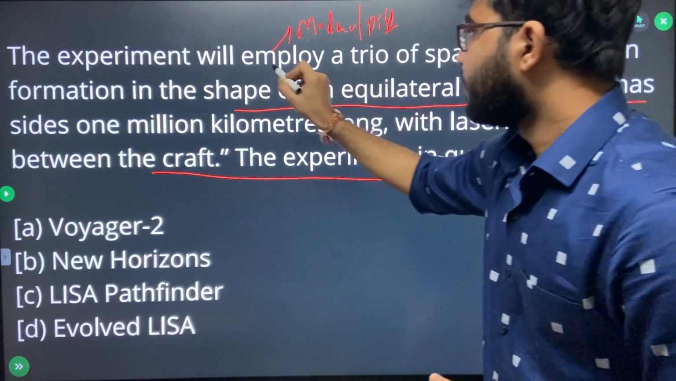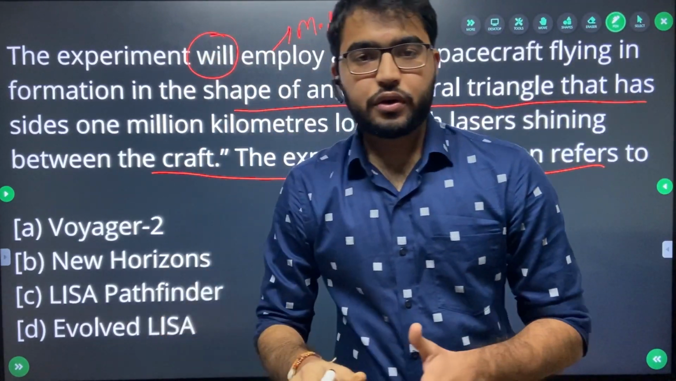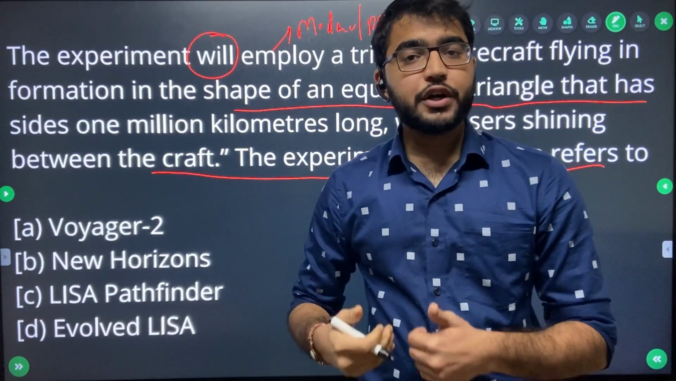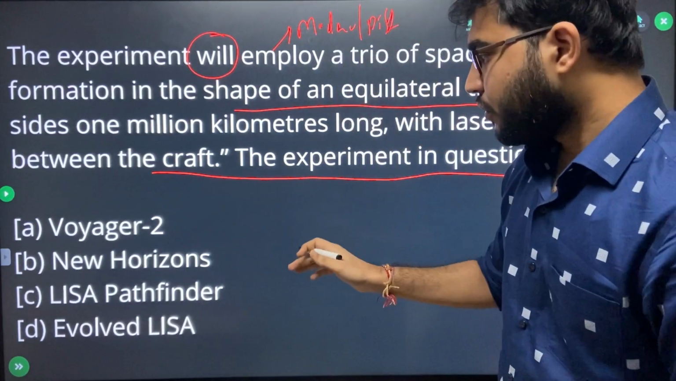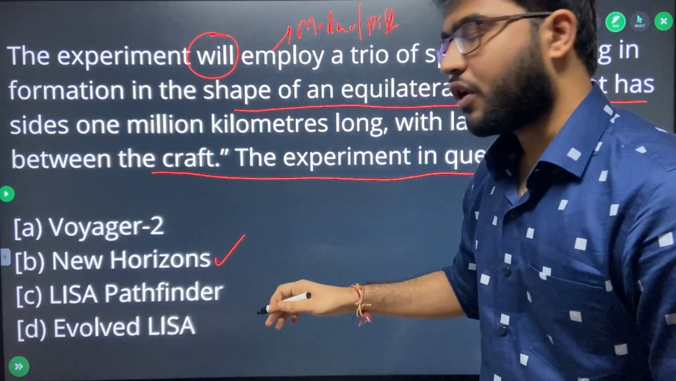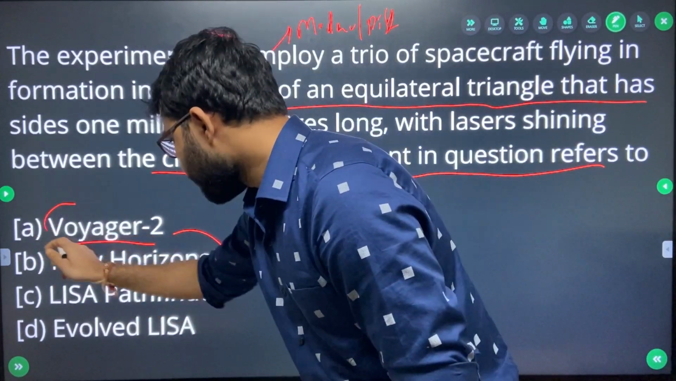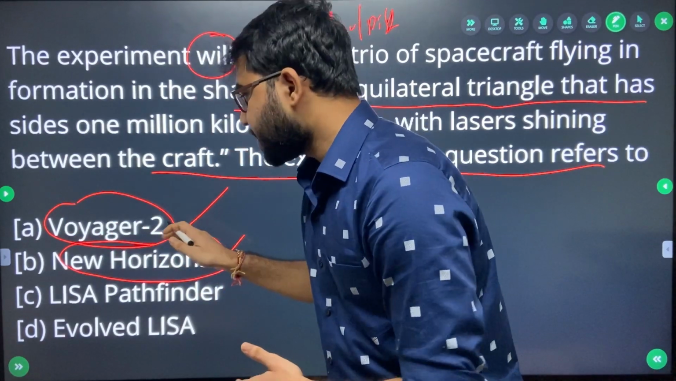Again, pay attention. So UPSC is asking about a project which is going to happen in future. If you know this New Horizon project, which is often in news, it's already done by NASA. Voyager 2, it is already done. So this cannot be your answer.